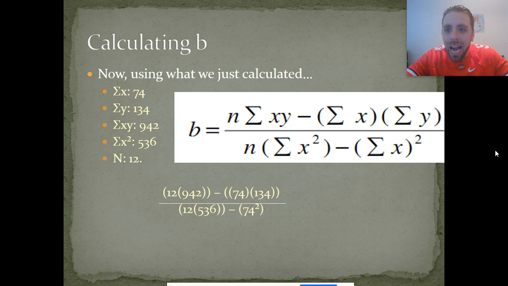Word of advice here, I encourage you to do this one term at a time. If you try to plug this all into your calculator, there's a lot riding on you getting it right. There's a lot riding on you expressing it with your parentheses and the way you type it out in a way that the order of operations will be followed correctly. So I would suggest doing this one step at a time. Then the denominator here is expressed as 12 times 536, that's the summation of x squared, minus the summation of x, squared. So I had to take 74 and square it as the last part, bottom right part of the equation here. All right, I would like you to solve that.